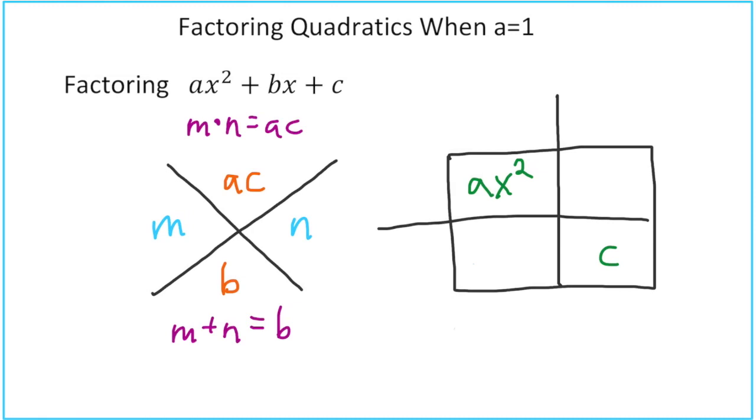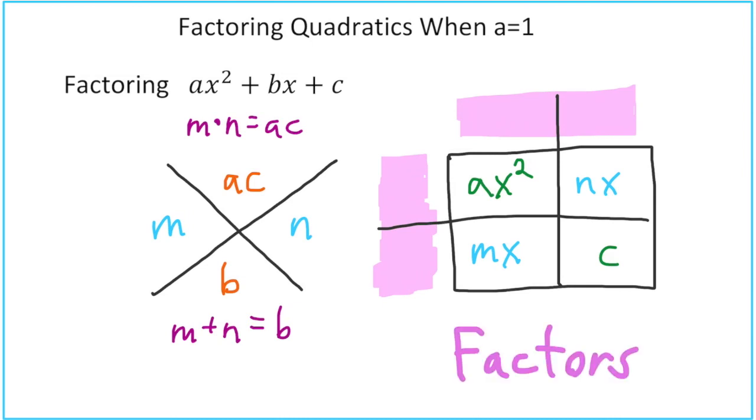As long as you've got that, you can then take your m and n and fill in your box with mx and nx. From here, you just work the outside of the generic rectangle, get your top part and bottom part. And that highlighted part, those are what become your factors.